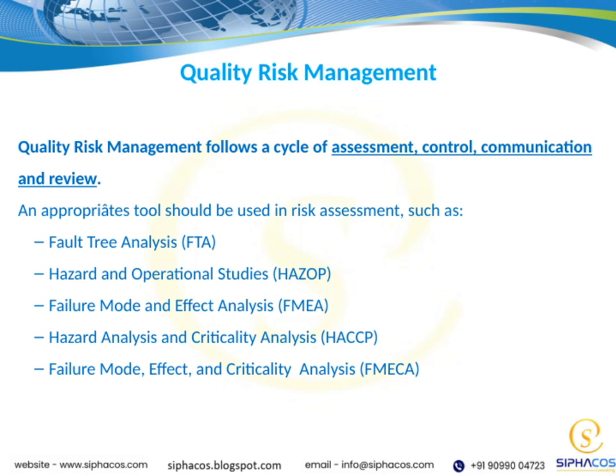Remember, the goal of quality risk management is not just to identify risks, but to control them effectively, communicate findings clearly, and review our strategies regularly to improve continuously. This cycle keeps our processes resilient and aligned with our overall quality objectives.